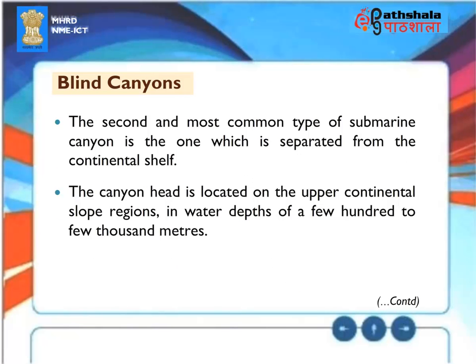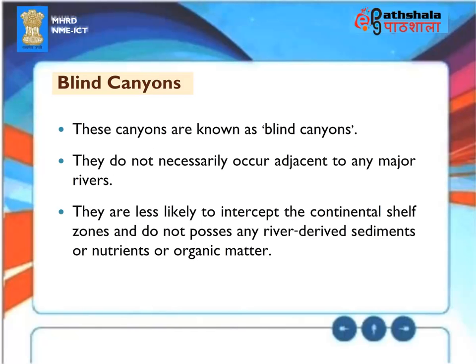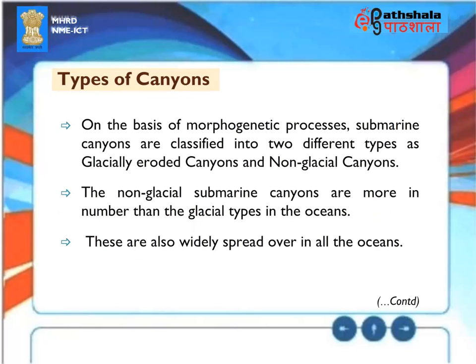Blind canyons. The second and most common type of submarine canyon is the one which is separated from the continental shelf. The canyon head is located on the upper continental slope regions in water depths of a few hundred to few thousand meters. These canyons are known as blind canyons. They do not necessarily occur adjacent to any major rivers. They are less likely to intercept the continental shelf zones and do not possess any river-derived sediments or nutrients or organic matter.